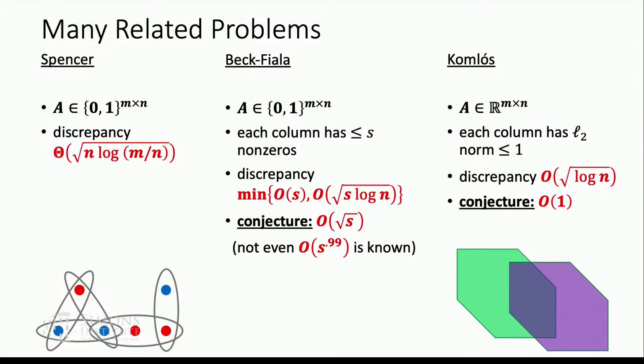And note that this problem is actually much stronger than Beck-Fiala because it implies Beck-Fiala, right? If you give me an instance of Beck-Fiala, I can just scale down my input by a factor of 1 over root S. I get a Komlos instance. Whatever discrepancy I get for the Komlos problem translates into a discrepancy bound for Beck-Fiala scaled by a factor of root S, right? So root log n discrepancy for Komlos implies root S log n for Beck-Fiala already. And if anyone manages to prove this thing, we also get what we're hoping to get over here.